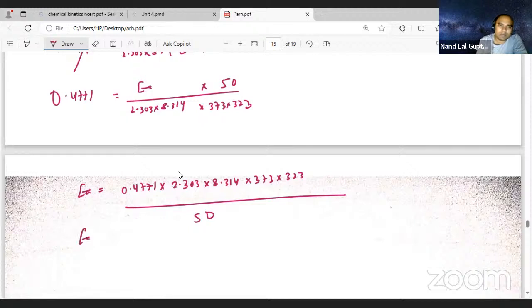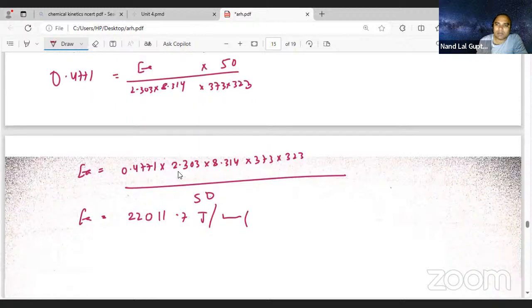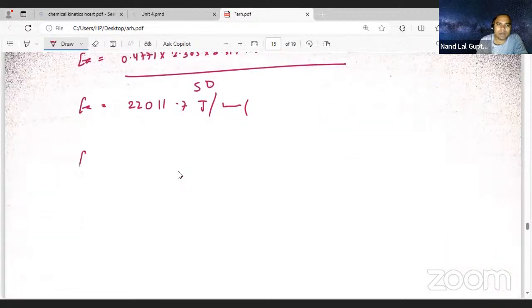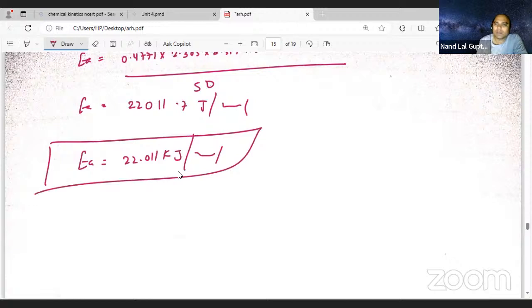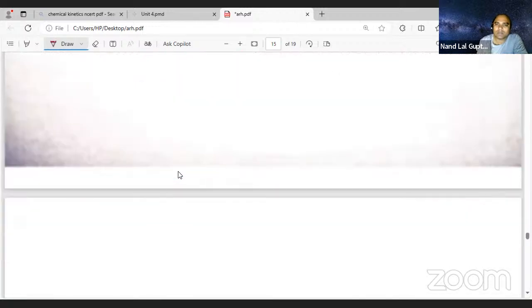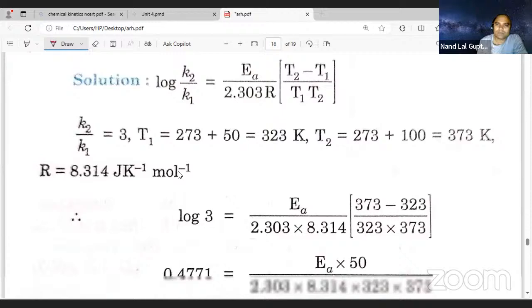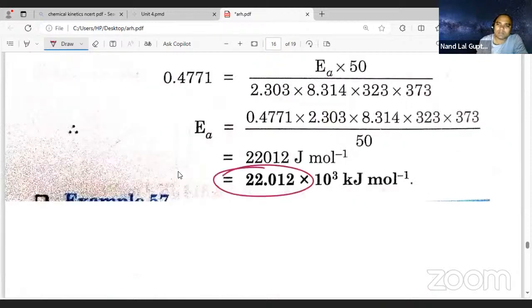So the activation energy is coming, student, 22,011.7 joule per mole. But you can calculate in kilojoules. So you need to divide by 1000. So it will come 22.011 kilojoule per mole. This is in kilojoule. Or you can check it, student, here. This is 22. So this is absolutely correct, student.